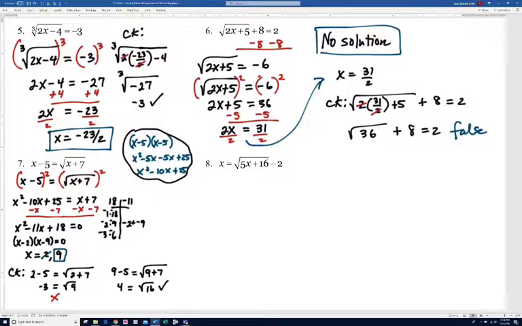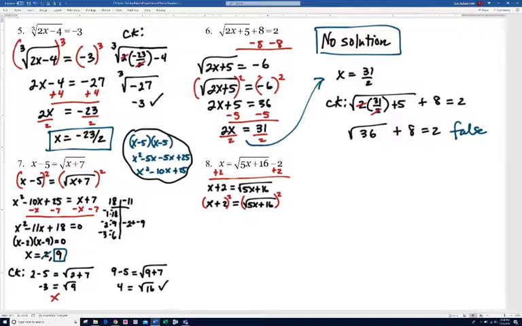All right, let's look at number 8. Now on number 8, notice there's one radical, so we're going to want to isolate the radical. We need to get rid of the 2. So let's add 2 to both sides. We get x plus 2 is equal to the square root of 5x plus 16. All right, so now we're ready to square both sides.